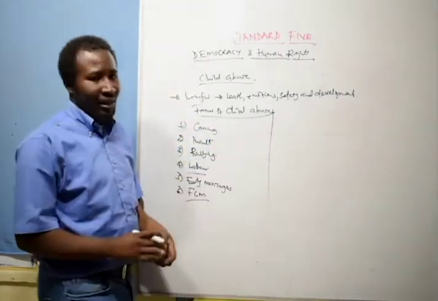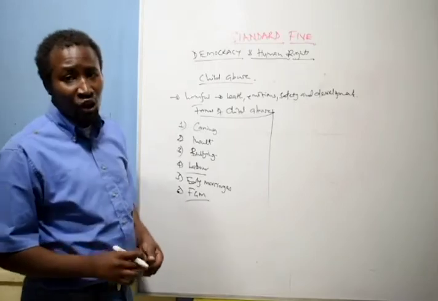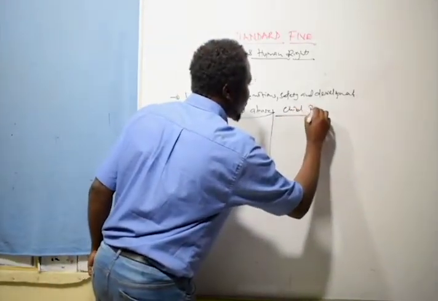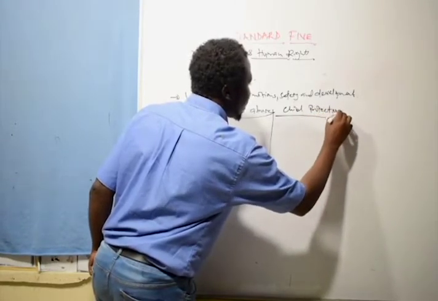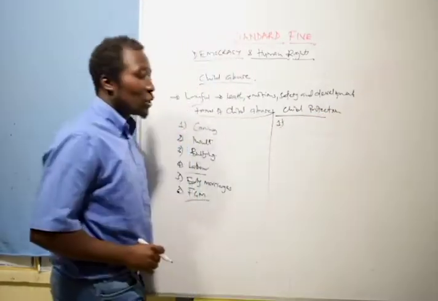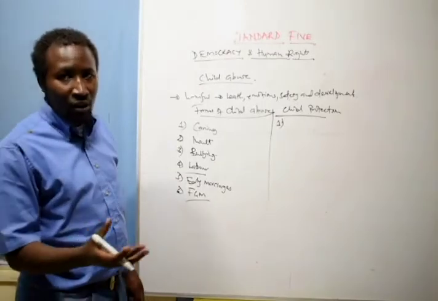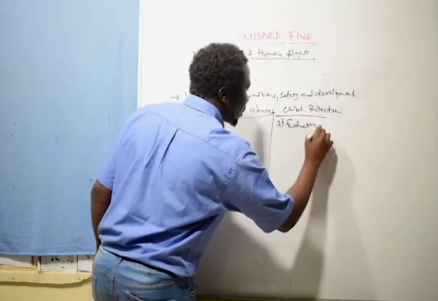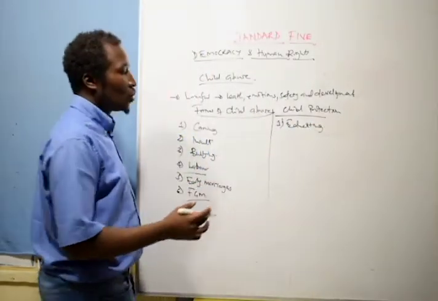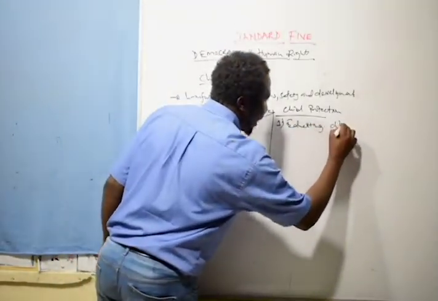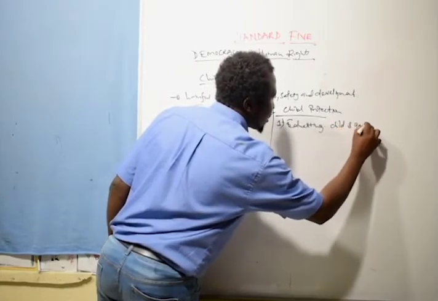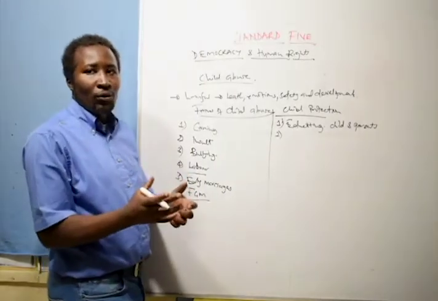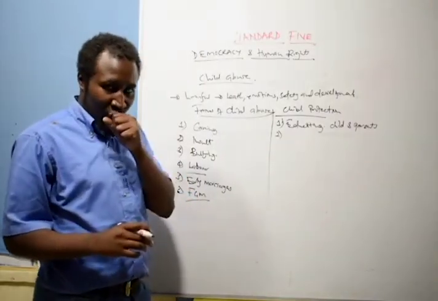Now we look at ways of child protection. How do we protect these children? Number one is by educating both parents and children, educating the child and parents on the need of child protection.